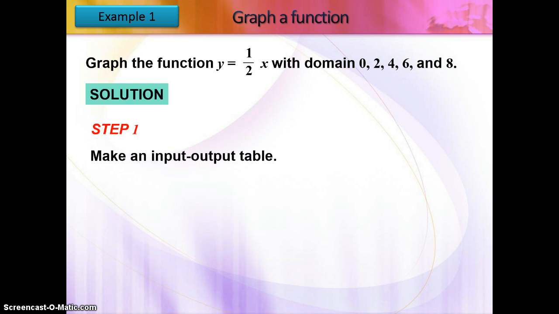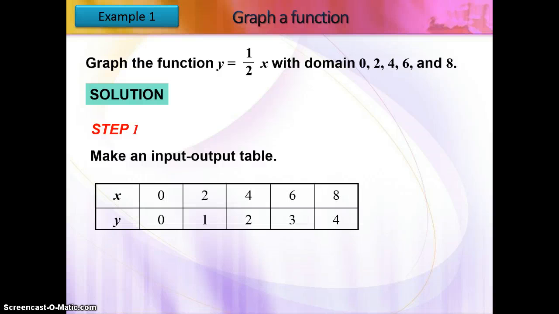The first step in graphing this is to make an input-output table. So you're going to plug in the values of your domain into your x values, and then plug those values into the function to find the y values. So when I plug in 0, 1/2 times 0 is 0. When I plug in 2, I get 1/2 times 2 is 1. Plugging in 4, half of 4 is 2. When I plug in 6, half of 6 is 3. And plugging in 8, half of 8 is 4.